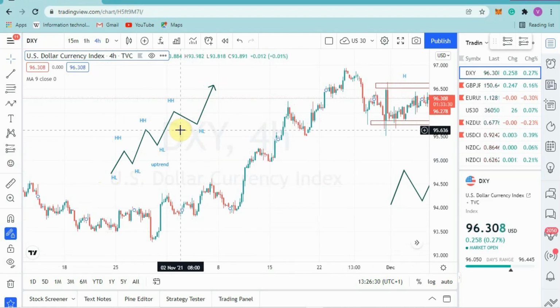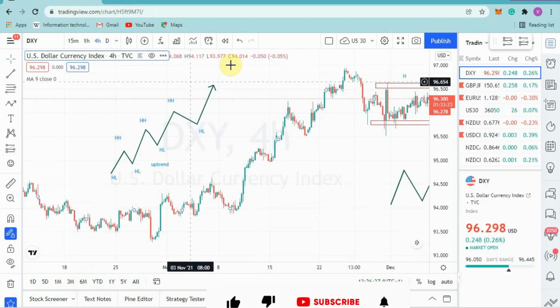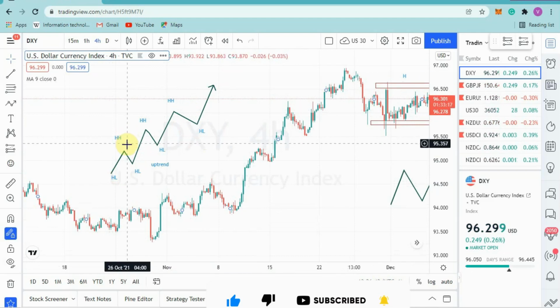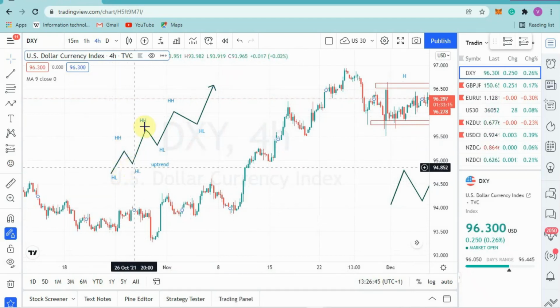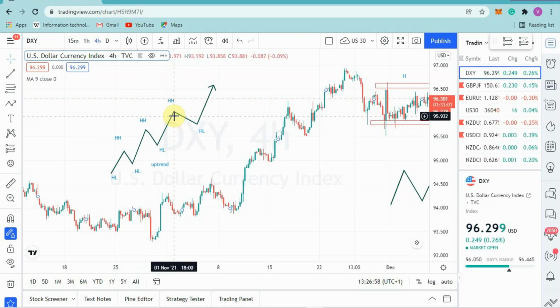Uptrends are characterized by two major things: the higher highs and the higher lows. For the uptrend, we have these higher lows down here and higher highs up here. The trend moves up and creates a low, then it moves up again, higher than the previous high, which is called the higher high, and it comes down but not as low as the previous low, and this is called the higher low. So we have this going up and down, higher high, higher low, and that is what an uptrend is characterized by.